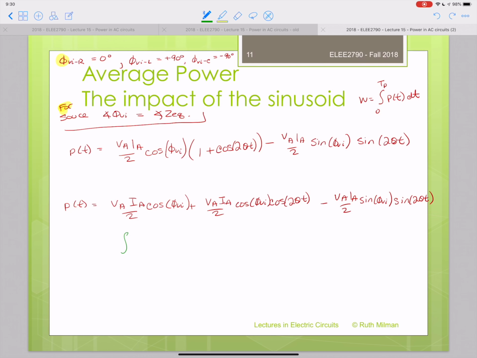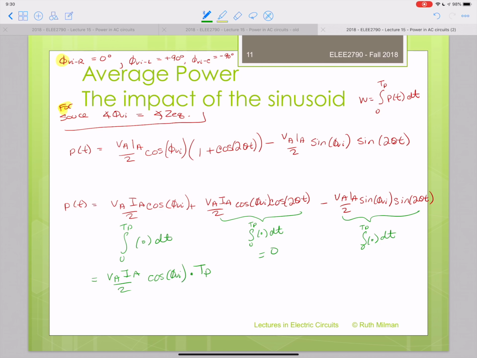Now the integral of the first part has a value of VA IA over 2 times the cosine of the phase shift; that is just the constant that it was pre-multiplied by, multiplied by the actual amount of time there is in the period. On the other hand, the other two parts have moving sinusoids, and they're symmetrical. So if you look at the area under the curve, the area above and the area below cancel out, and each of their integrals over a period, and only if you take them over an entire period obviously, are equal to 0. What does that tell us?